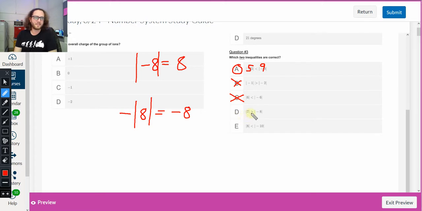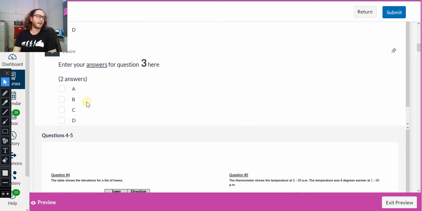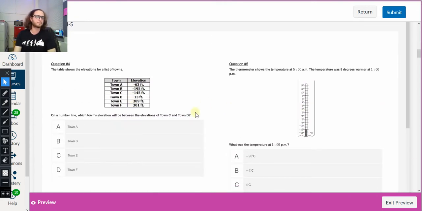This one says 7 is more than 8. Remember, those absolute value things make it positive. And this one says 8 is less than the absolute value of negative 10, which would be the equivalent of 10. So the correct answers for number 3 were both A and E. Both of them were correct. And I put it down here in the study guide. There were 2 answers in case you didn't read it in the problem above.